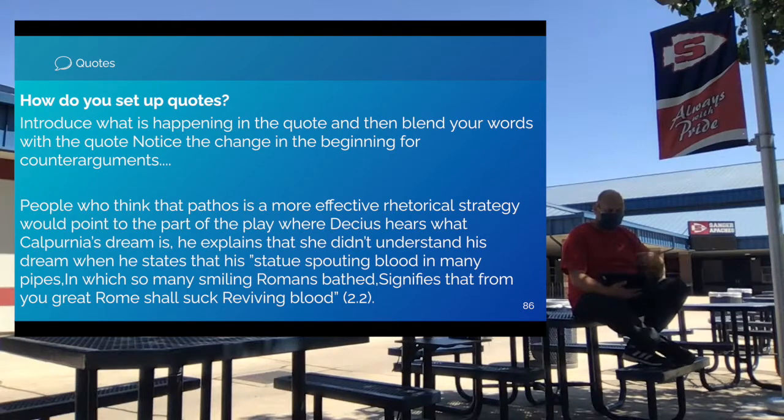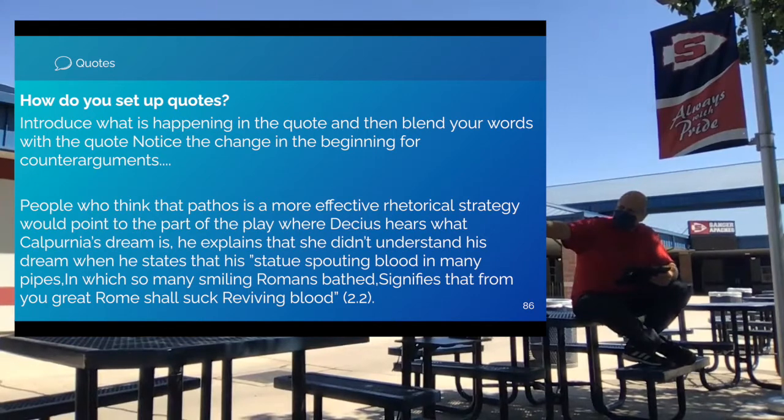The only difference is you're starting it off by saying people that think that pathos, because you're not making an argument for this example. You're saying other people would use this as an example to persuade you that their strategy is better, right? So make sure that it's clear that this isn't your example, that this is another person's example. Other people would argue that this example is a better quote than the ones I presented, but you just want to start it off the same way, and explain that it's another person's point of view.